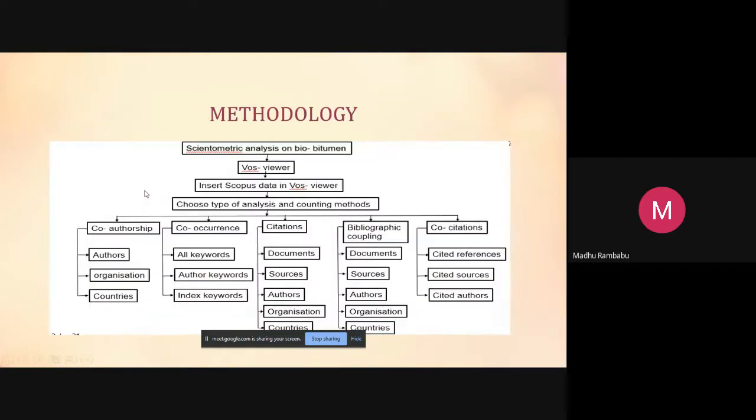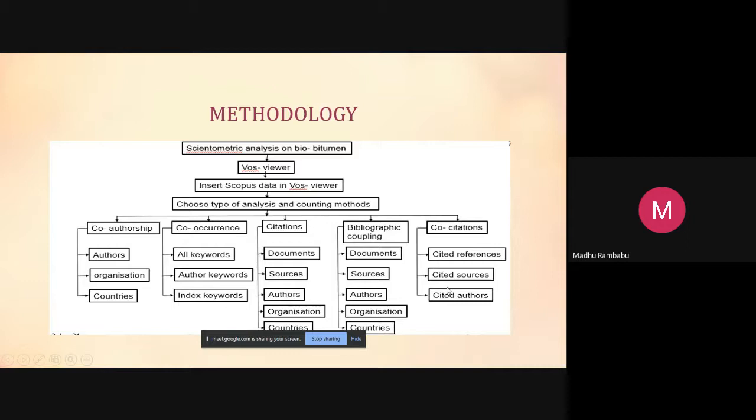Going into the methodology, what we followed: scientometric analysis and biobitumen. We used VOSviewer software as the main input. We inserted Scopus data that belongs to biobitumen, extracted from Scopus, into VOSviewer. Then we choose the type of analysis and counting method, and ours is the bibliometric analysis, so we choose bibliometry. I'll show you how I choose it after this presentation if time permits.